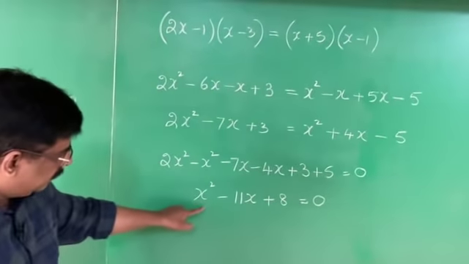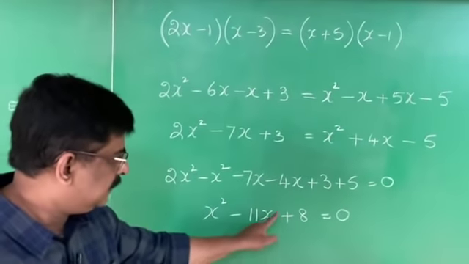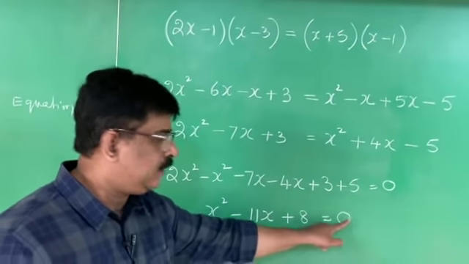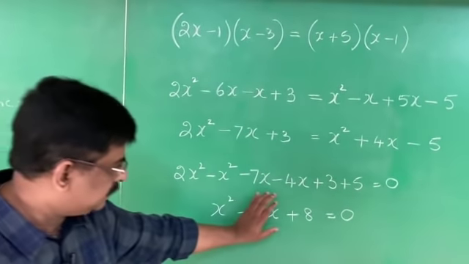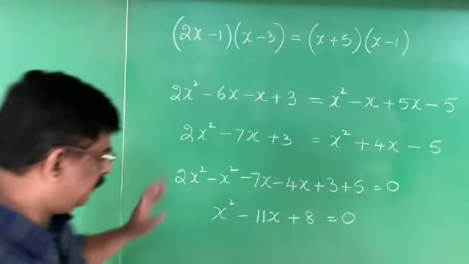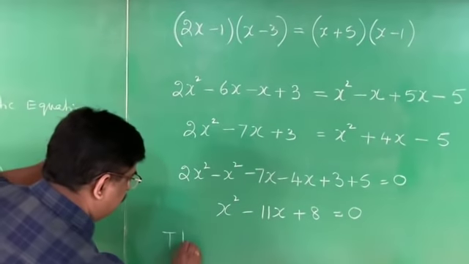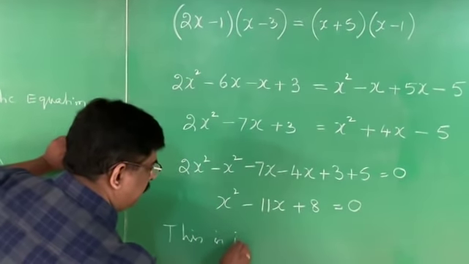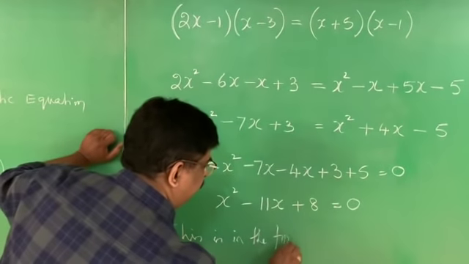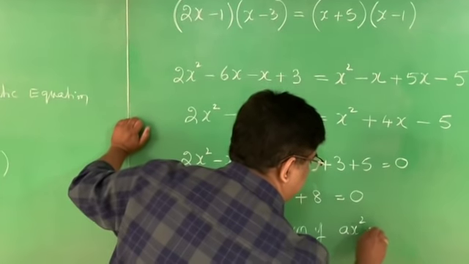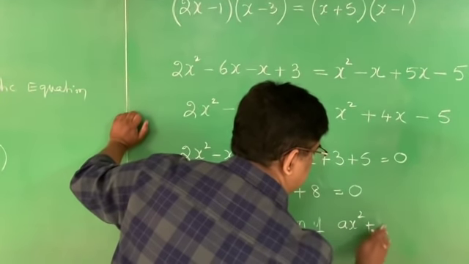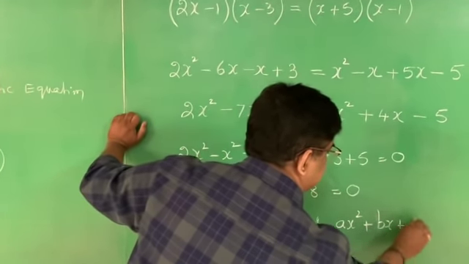ax square plus bx plus c is equal to 0. Three terms: 1, 2, 3. ax square plus bx plus c is equal to 0. Therefore, I write this in the form of ax square plus bx plus c is equal to 0.